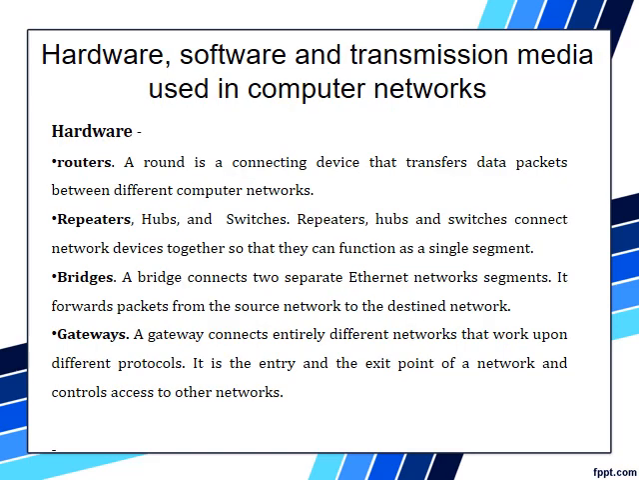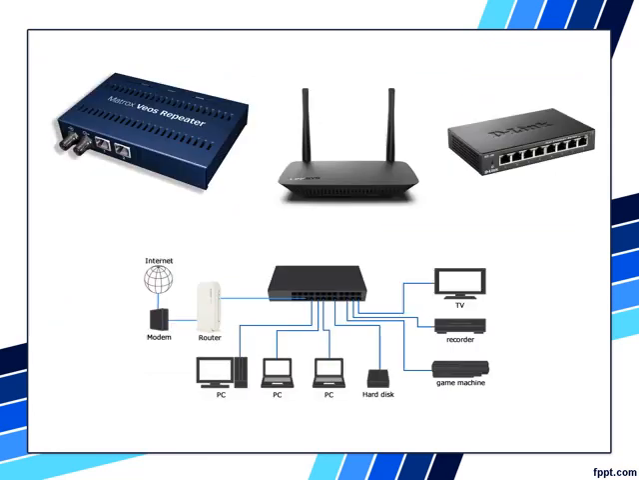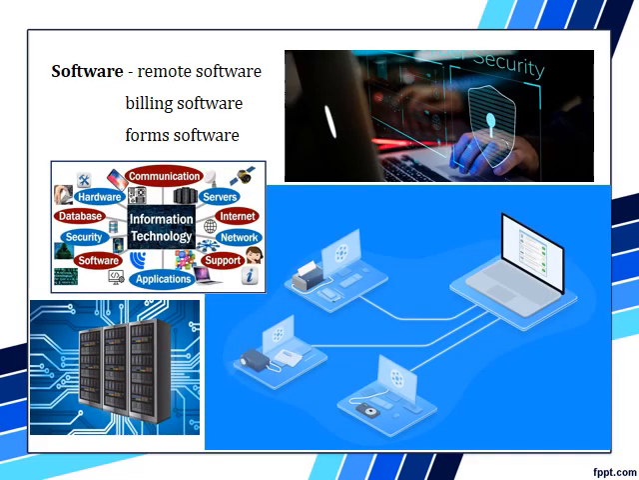The next topic is hardware, software and transmission media used in computer networks. Hardware: routers, repeaters, bridges, gateways. As you can see in the figures above, there are routers and many examples. Next one is software. The examples are remote software, billing software, form software.